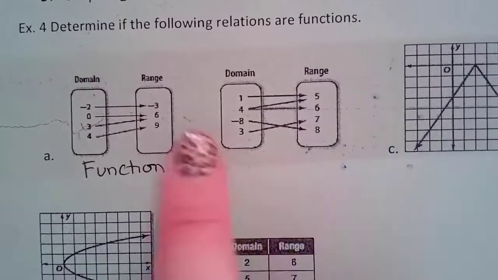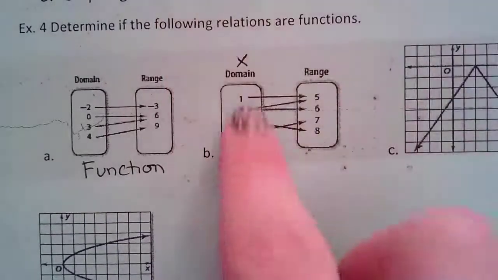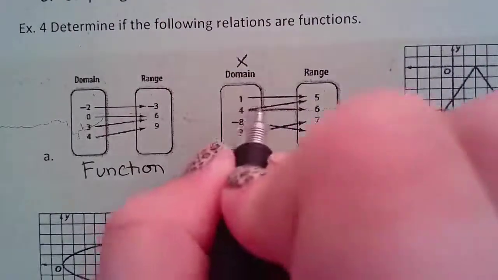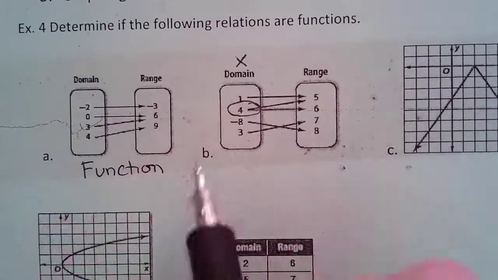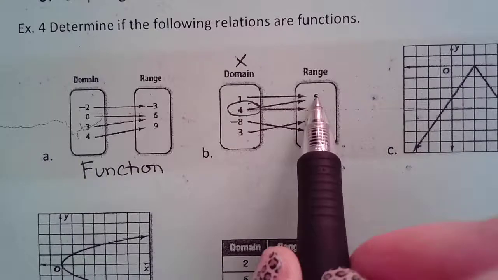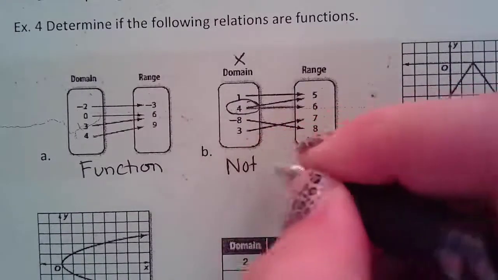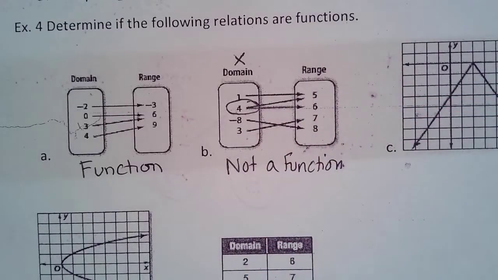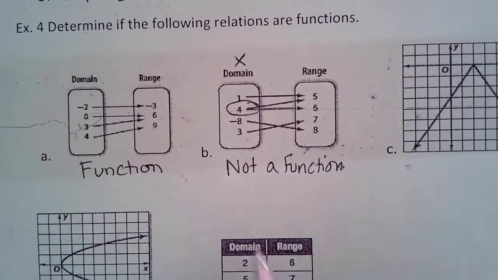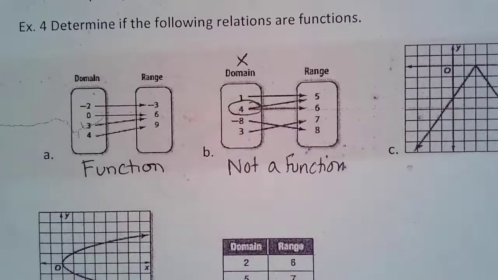B, another mapping diagram. Do any of these x's, our domain, have more than 1 arrow? Yes, right here. This 4 has 2 arrows coming off of it, which means 4 is repeating. There's the ordered pair of 4, 5, and 4, 6. So this would be not a function, because 4 has 2 outputs.